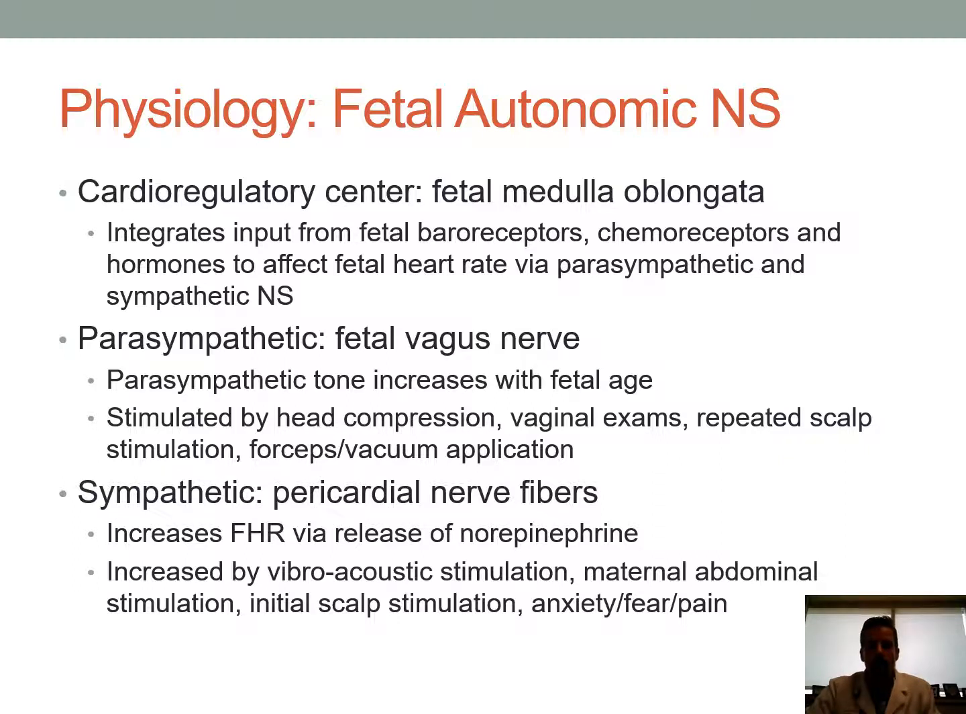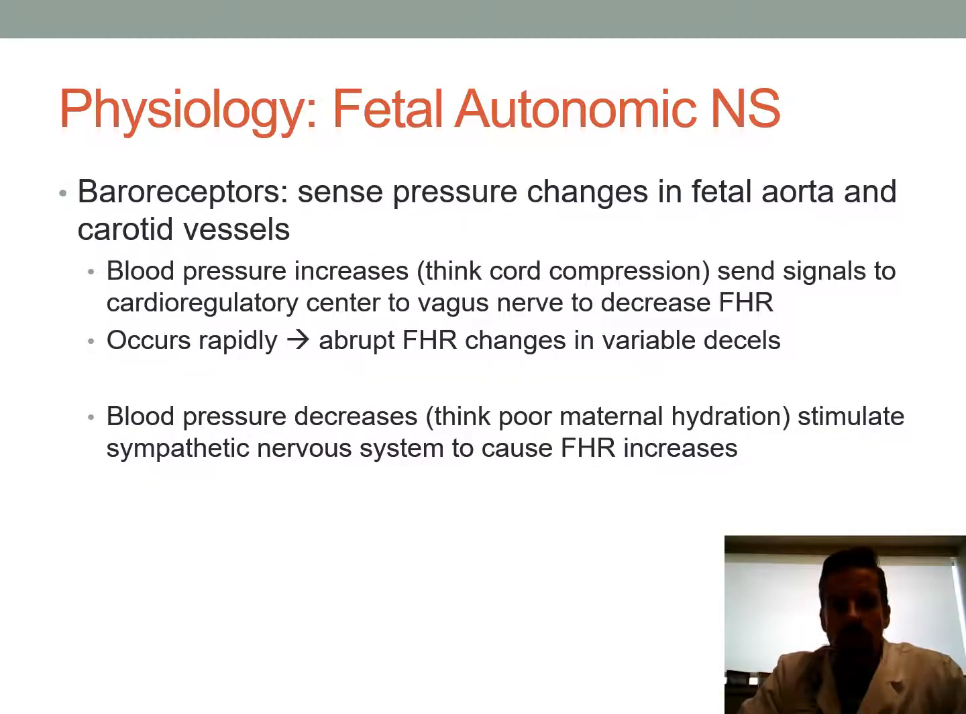Now, the sympathetic nervous system stimulates pericardial nerve fibers. So heart rate gets increased by the release of norepinephrine and pericardial nerve fibers. And these can be stimulated by maternal anxiety, fear, pain. These are stimulated by initial scalp stimulation, and also things like vibroacoustic stimulation, palpation of the maternal abdomen, etc.